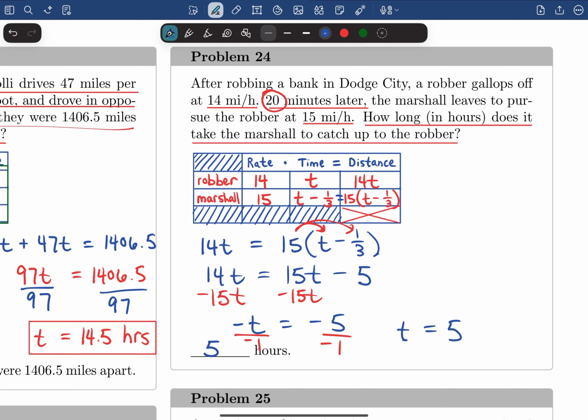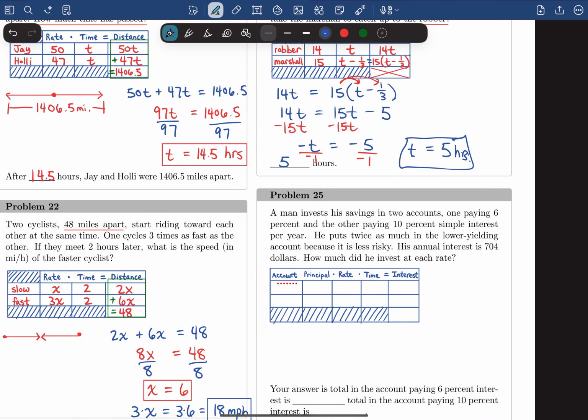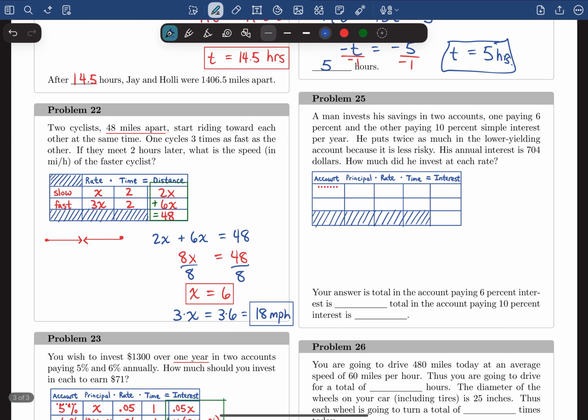Great. Moving forward, we have problem number 25. A man invests his savings in 2 accounts, one paying 6% and the other paying 10% simple interest per year. He puts twice as much in the lower yielding account because it is less risky. His annual interest is $704. How much did he invest at each rate?